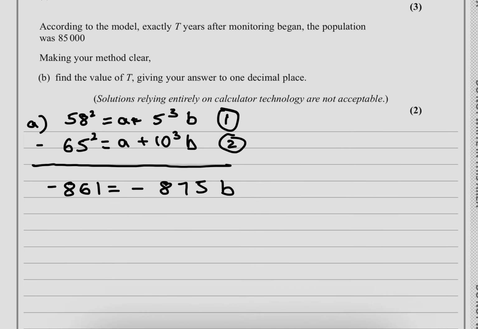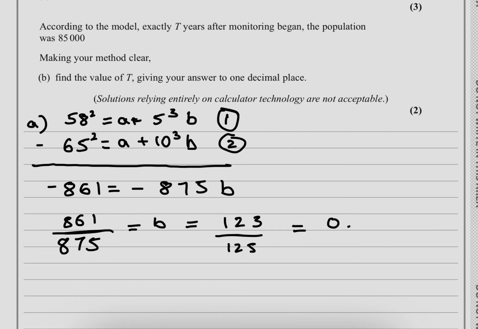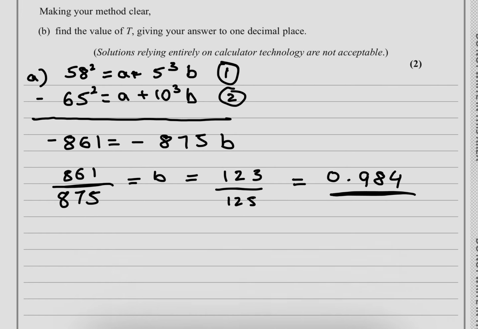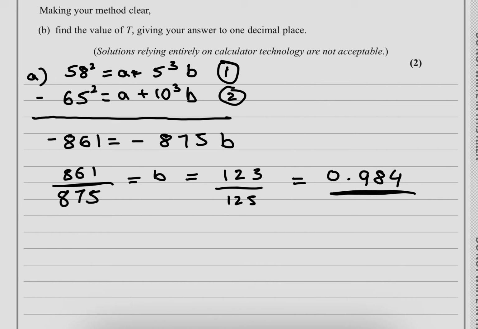They're both negative, so I'm just going to cancel that out. 861. Bring that number to this side. 875 is equal to b. 861 divided by 875, that will give you 123 over 125, and in decimals that is just 0.984. That's your b.